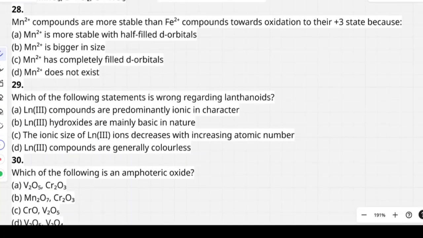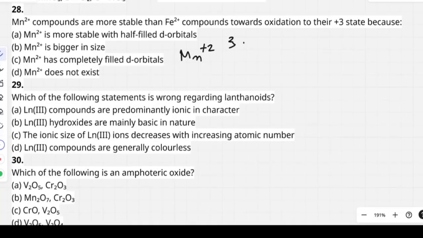It's a very easy question, no? Mn2+ compounds are more stable than Fe2+ compounds towards the oxidation state of +3. So in this case, you have to write the electronic configuration. We know that half-filled and completely filled electronic configurations are more stable. See here, what is the electronic configuration of Mn in a +2 oxidation state? So Mn atomic number 25.